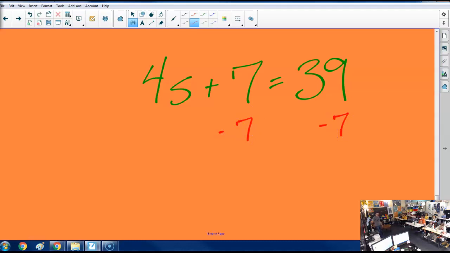We could now subtract 7 from both sides. Please write the -7 under those values to see we did it to both sides.